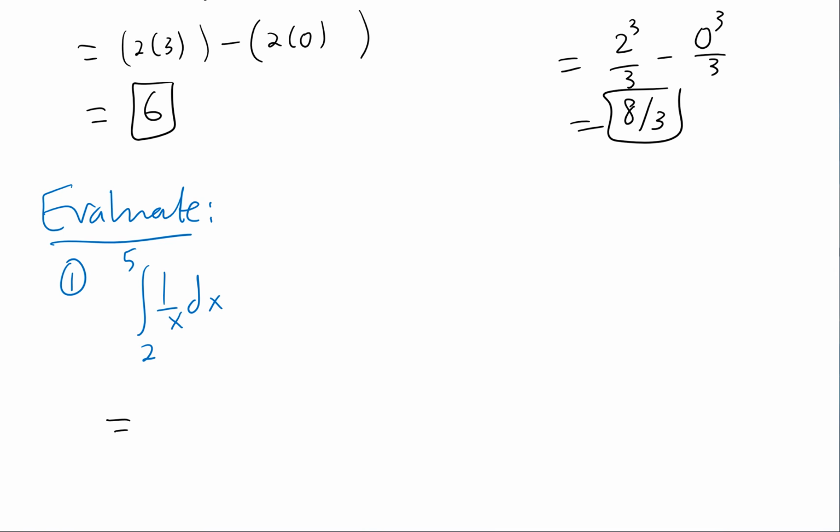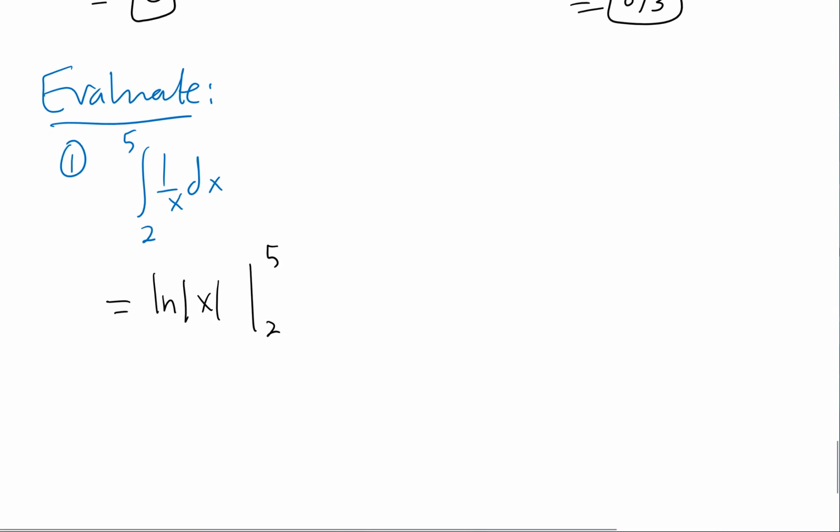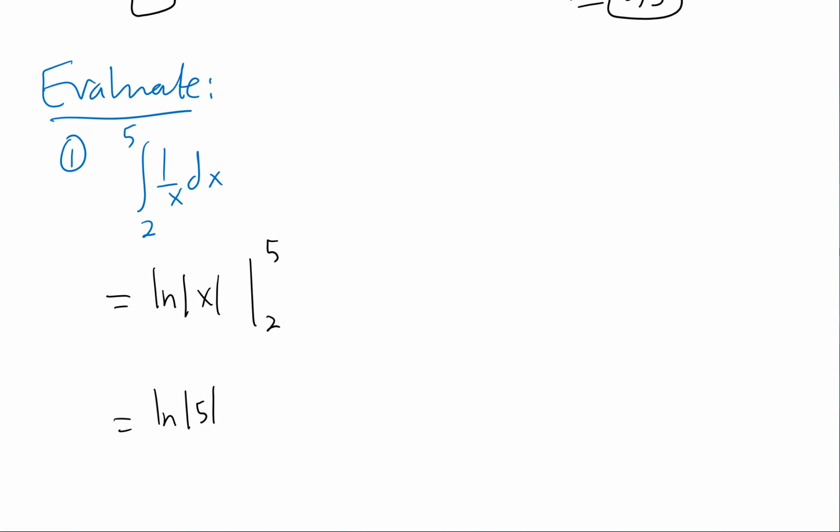Well, you know the integral of 1 over x from 2 sections back. It's natural log of the absolute value of x from 2 to 5. If you substitute the 5 in and then the 2 in, you get natural log of 5 minus natural log of 2. You can drop the absolute value, and if you calculate this out, I get 0.916. Put it in the calculator.